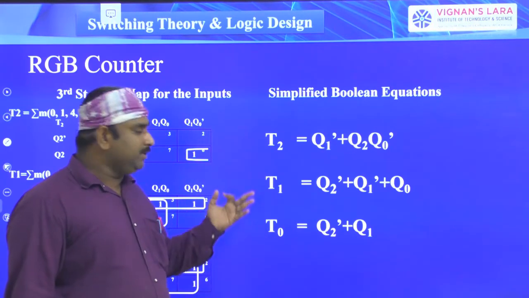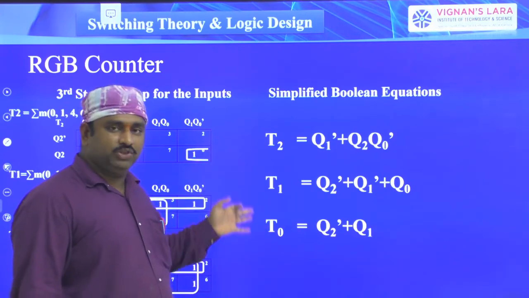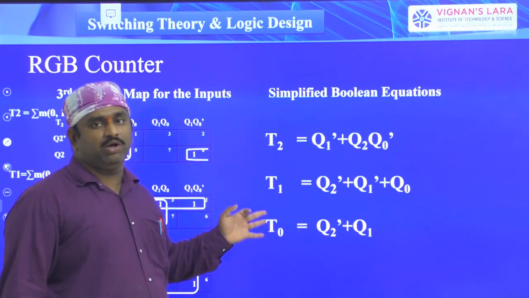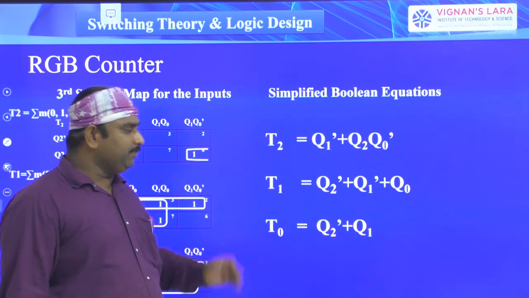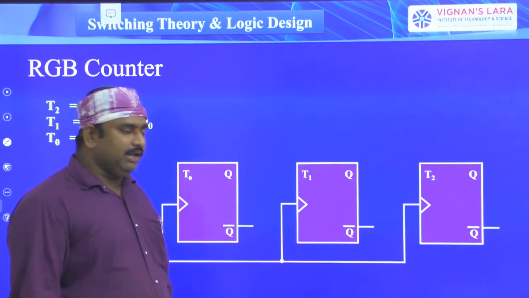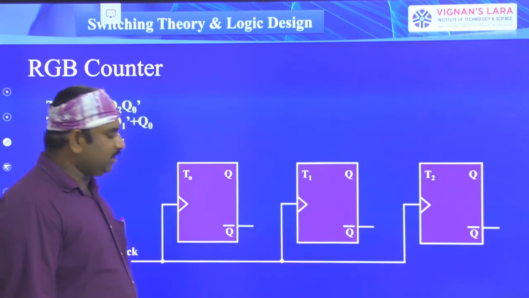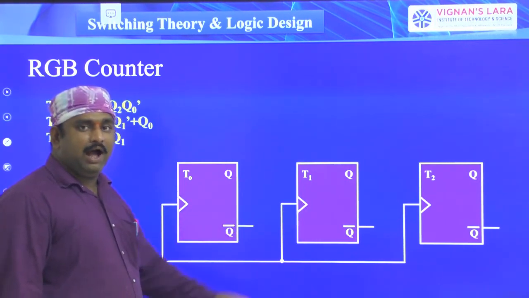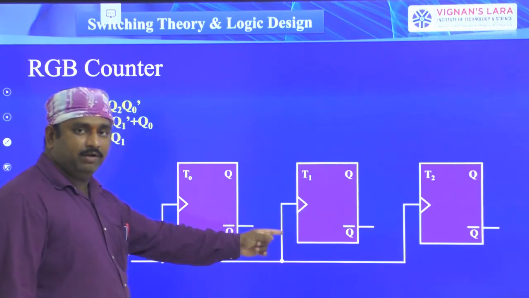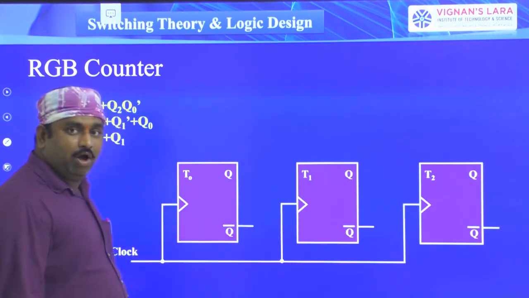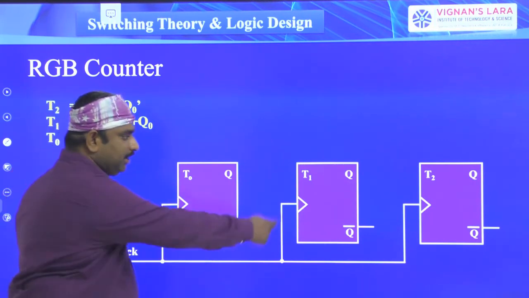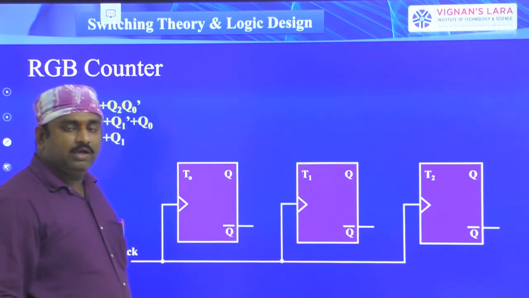So RGB. For 3 outputs, we are taking 3 flip-flops, and the 3 flip-flops are T flip-flops, toggle flip-flops. Okay, let us see. So this is our next step. For implementing the synchronous counter, first draw the 3 flip-flops. The synchronous counter means all the flip-flops have a common clock signal input. So this is the clock signal input, and the same clock is connected to all the flip-flops at a time.